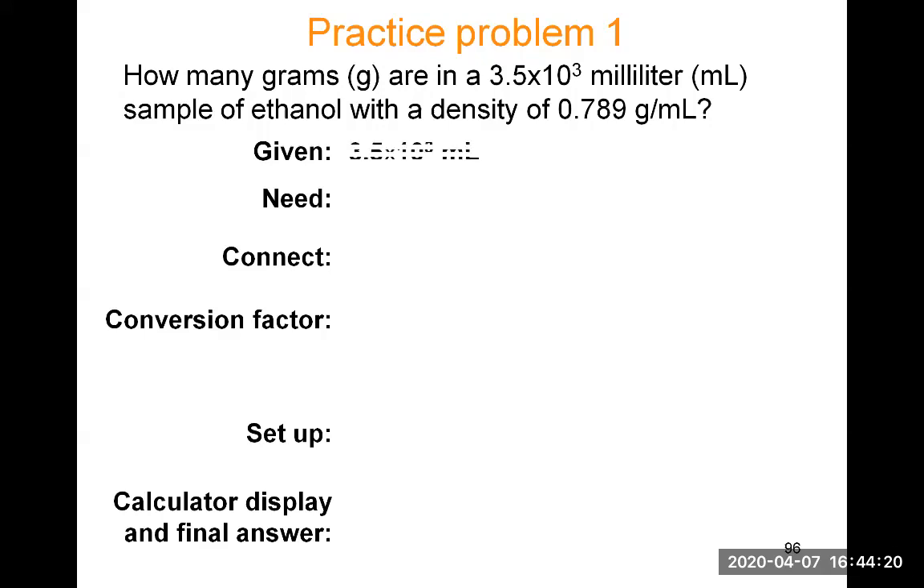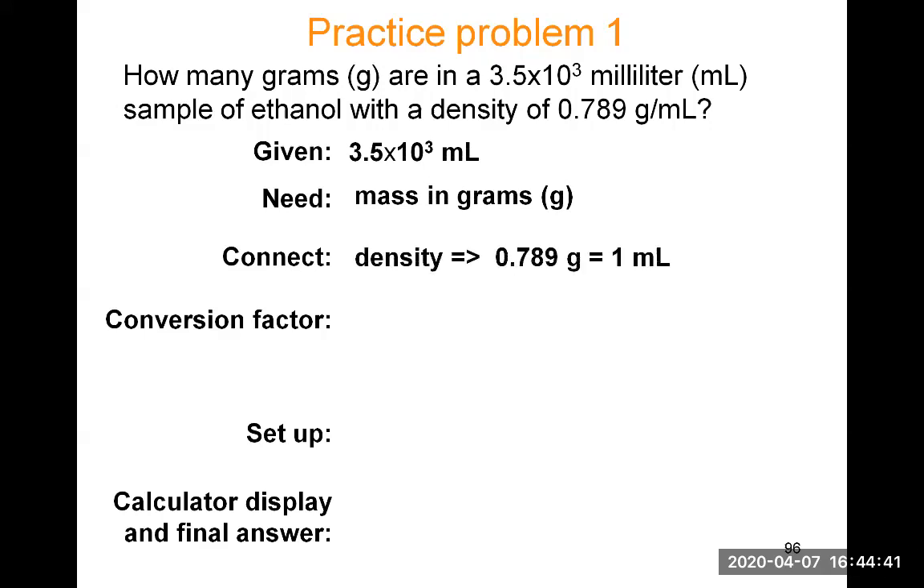So the given is 3.5 times 10 to the third milliliters. The question is asking, how many grams do we have in that? Grams are a unit of mass, so mass in grams is what we need. To connect, we will use the density and write it as an equality that says 0.789 grams equals 1 milliliter. As always, from an equality, we can write two conversion factors.